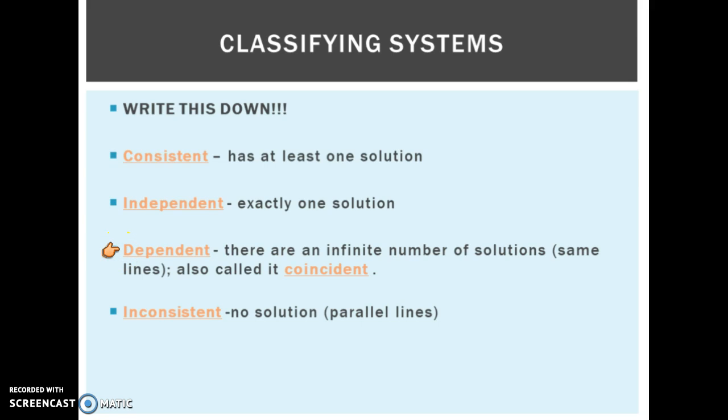And dependent means there's an infinite number of solutions, meaning the two lines that you graph are the exact same equation. And they also call this coincident, that the two lines coincide with each other. They're the exact same lines. And the last one, inconsistent, means there's no solution to the system of equations. So that means they're actually parallel lines.